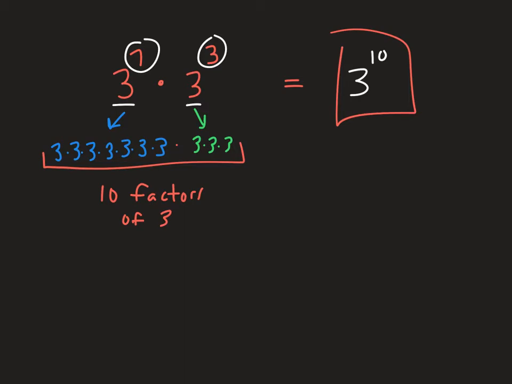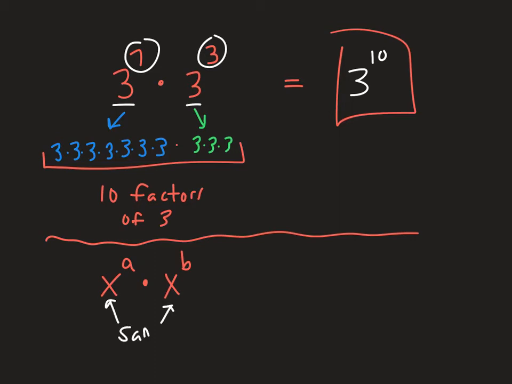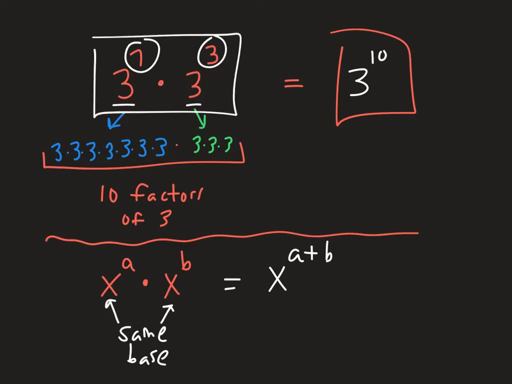So the rule, kind of like a formula or a property, would be: anything to the a power times the same base to a different power. Notice that the bases are equal. That's going to equal, the base stays the same, and the new exponent will just be a plus b. That's exactly what we did up here. We kept the base as 3, and the new exponent became 7 plus 3.